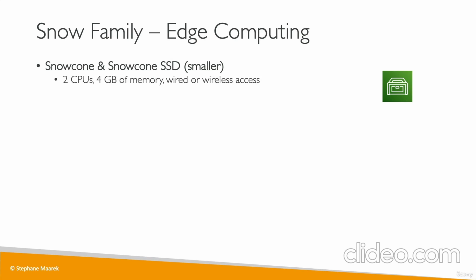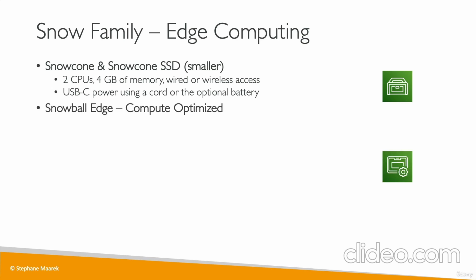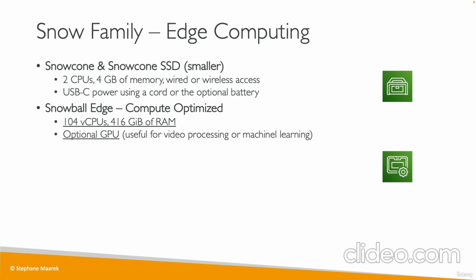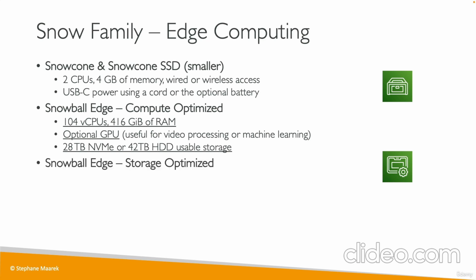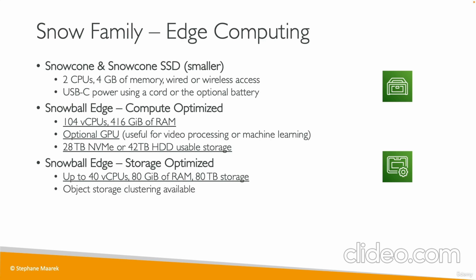So for edge computing, what do we have? We have the Snowcone, and it comes with two CPUs, 4 gigabytes of memory, has wired or wireless access, so Wi-Fi. It's powered by USB-C and an optional battery. Then for Snowball Edge, it's compute optimized. So we have two different flavors again. So the compute optimized one has 104 vCPUs and 416 gigabytes of RAM, and an optional GPU if you wanted to do video processing or machine learning. We have up to 42 terabytes of usable storage. And for the Snowball Edge that is storage optimized, we have 40 vCPUs, 80 gigabytes of RAM, and 80 terabytes of storage. We have object storage clustering available for the storage.